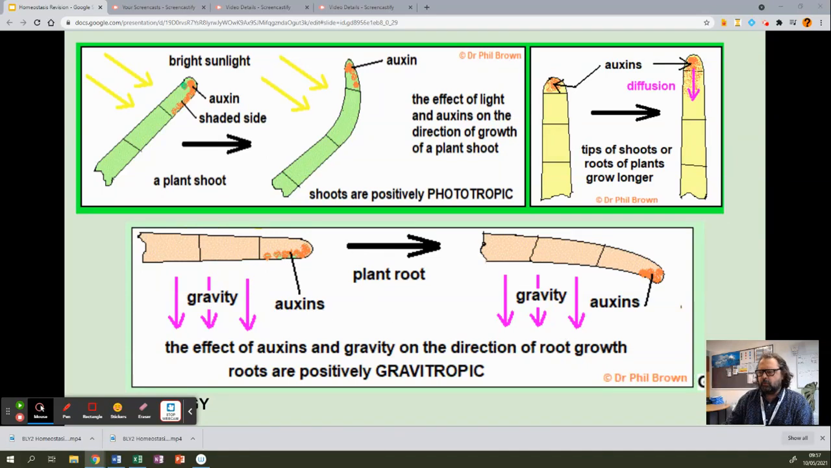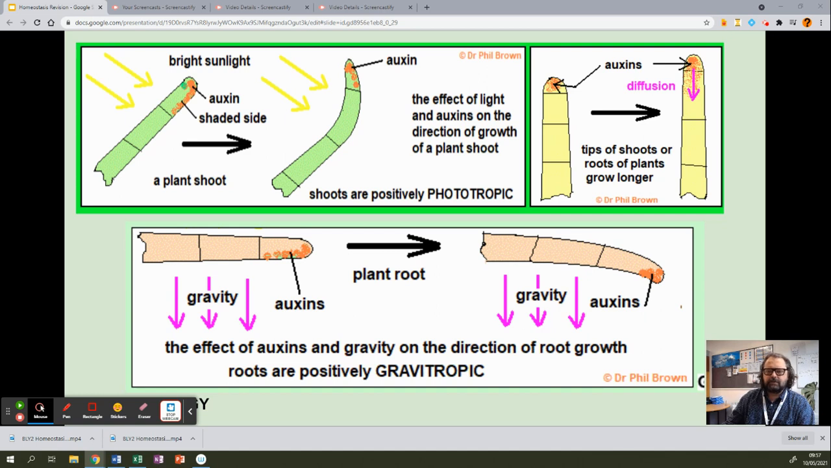Okay, last part of hormones, and we're talking about the hormones made by plants. So this is again triple biology only. The hormones made by plants are produced at the tips of growing shoots and growing roots, and we refer to them with the general term of auxins. So an auxin is a plant hormone, a chemical that brings about a response to a stimulus.